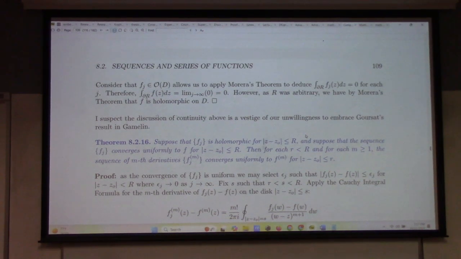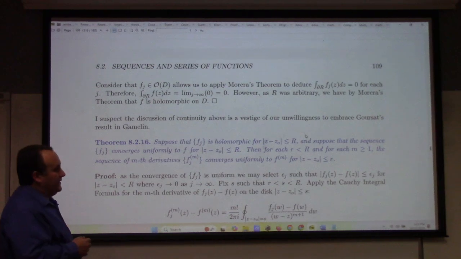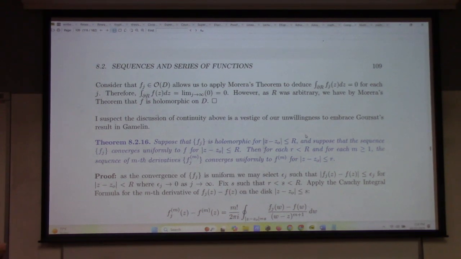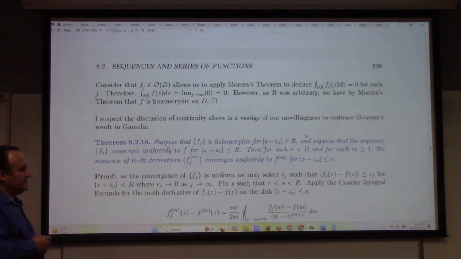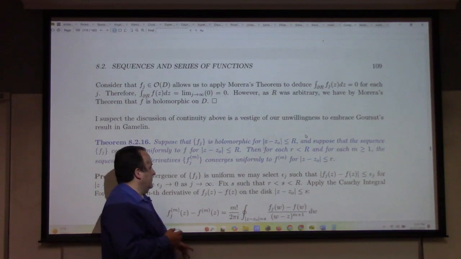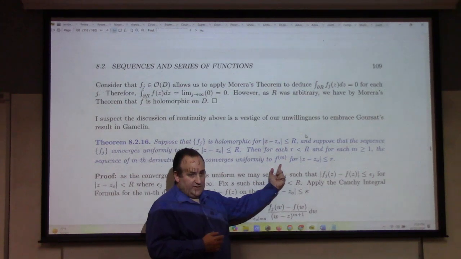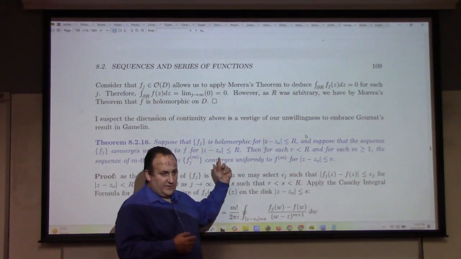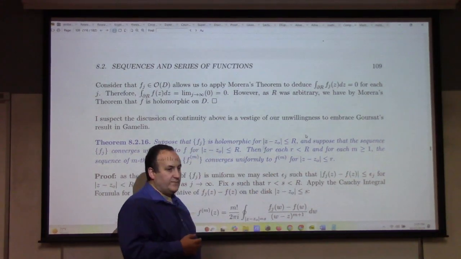Oh, but there's more. If you have a sequence of functions that are holomorphic on a disk of radius R centered at z naught, and suppose the sequence converges uniformly to f on that disk, then for each r less than R, and for each m greater than or equal to 1, the sequence of mth derivatives converges uniformly to the mth derivative of the limit function. So the derivatives converge to the derivative, the second derivatives converge to the second derivative, the third derivatives converge to the third derivative, and so forth.